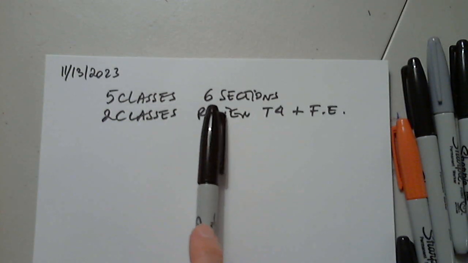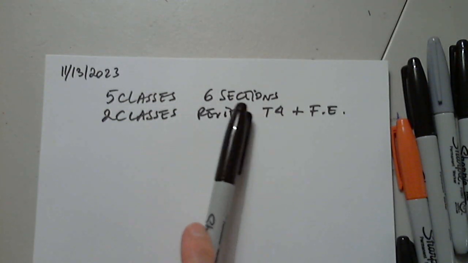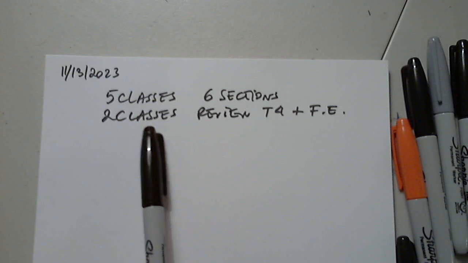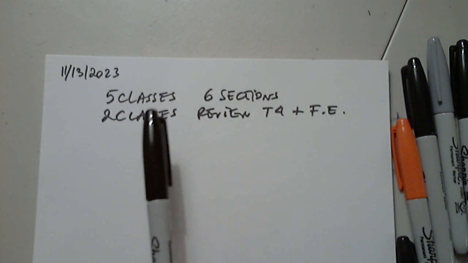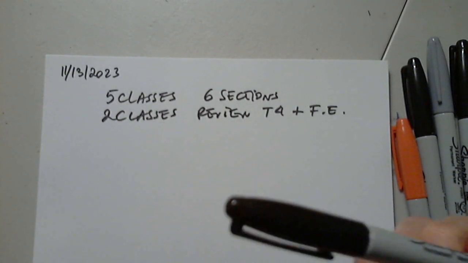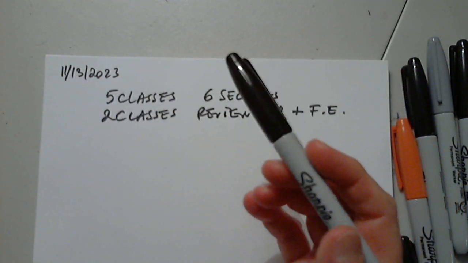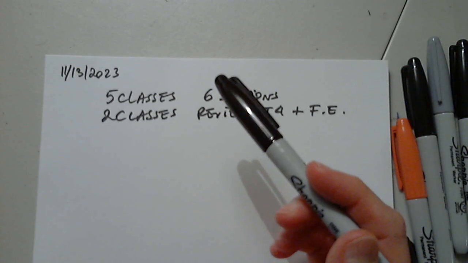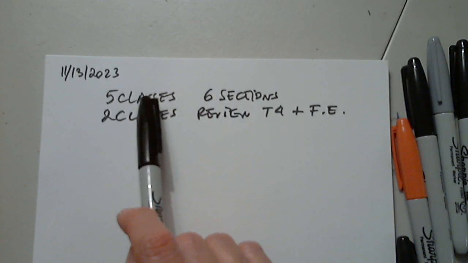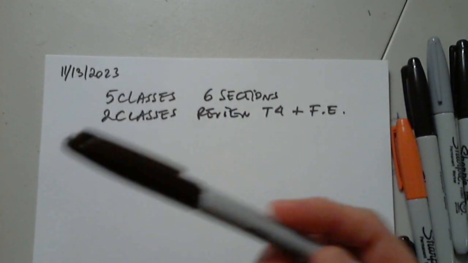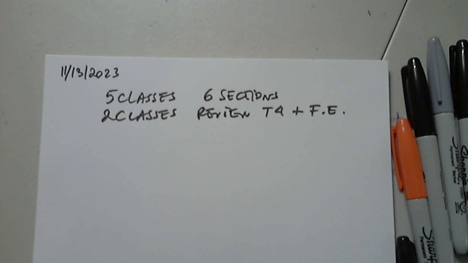Left for 6 sections. And we have 2 classes for review: 1 class for test 4 review and 1 class for final exam review. Now, in these 5 classes, roughly, it's less than 10 hours, probably 9 hours or whatever, I didn't calculate. If we finish sooner, then we'll start reviewing, okay?